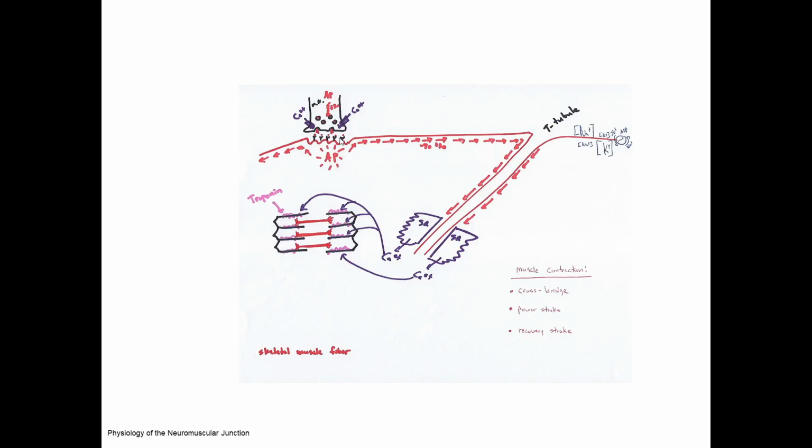That receptor is actually a ligand-gated sodium channel. When acetylcholine binds its receptor, the ligand-gated sodium channel opens. Sodium having a high concentration outside, low concentration inside, sodium will start to leak in. As it starts to leak in, it carries positive charge with it and produces what we call local depolarization.